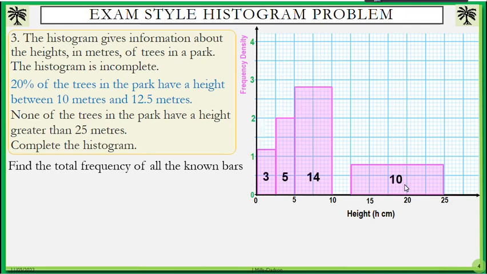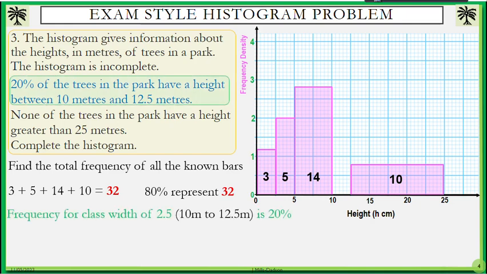So having known the frequency for each bar, we can now add the frequencies of the known bars. Which means that these add up to 32. Now remember, it said 20% of the trees are between 10 to 12.5. So that is this point. That's 20%, which means the rest has to be 80%. So that means that 80% represents 32.